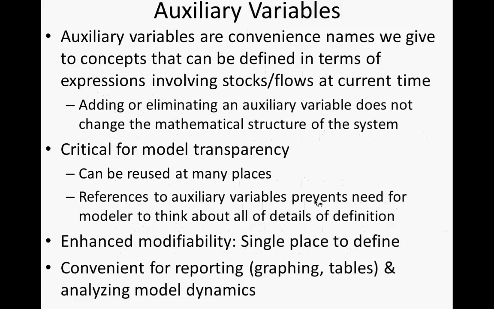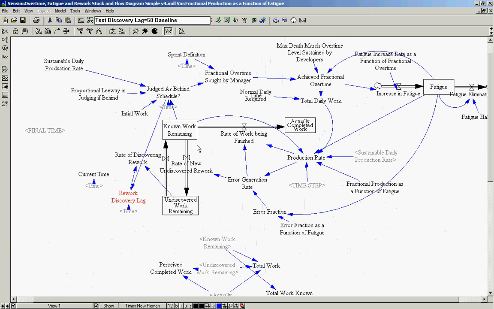So let's talk about some other elements. Another element within these models is what's called auxiliary variables. And what we'll see here, and I provided this on the Moodle site, if you want to go download it, you can do so. This diagram is there under System Dynamics Models on the main page. And what you'll see here are stocks and flows, to be sure. But you'll also see some other variables. For example, there'll be a fractional overtime sought by manager, a production rate, error generation rate. These are what we call auxiliary variables.